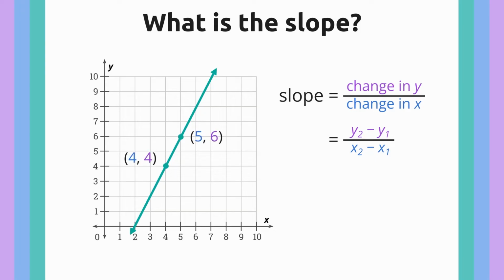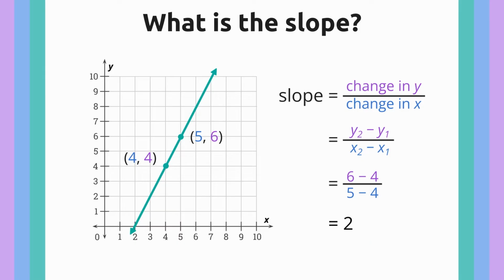We'll subtract the 2 y values, 6 minus 4, and then the 2 x values, 5 minus 4. Notice that for both subtraction expressions, we use the coordinates from this point as our first value, and the 2 coordinates from this point as the second value. In other words, these 2 values come from the same point, and these 2 values come from the same point. So the change in y over the change in x equals 6 minus 4 over 5 minus 4, or 2 over 1, which is 2. So the slope of this line is 2.